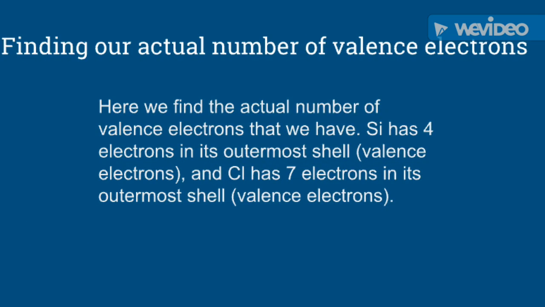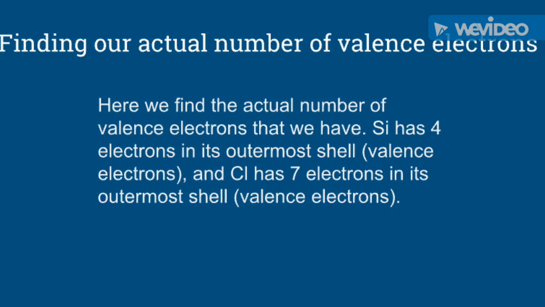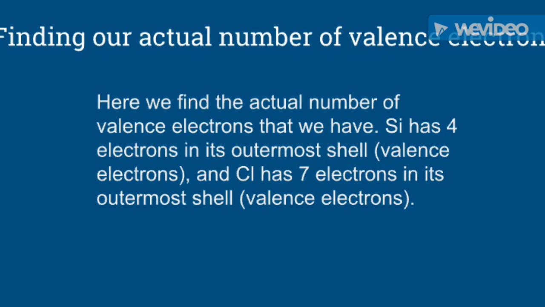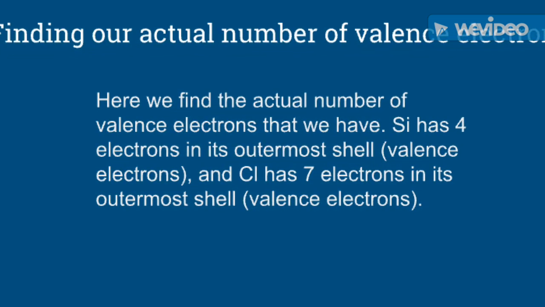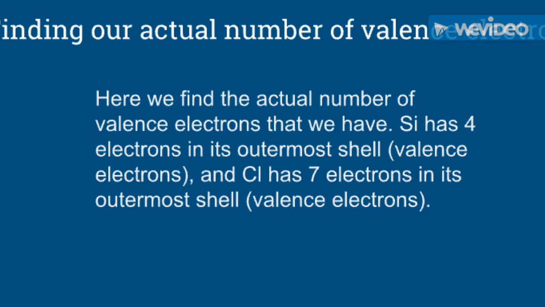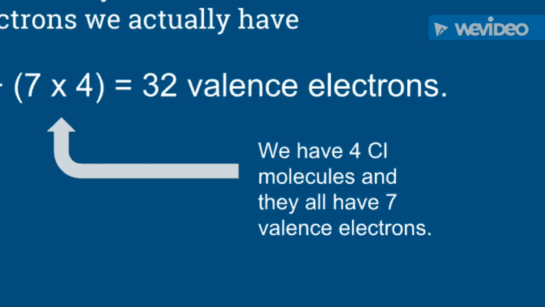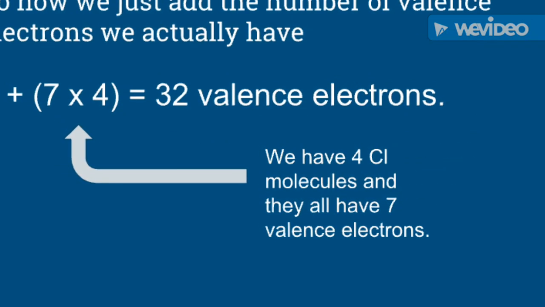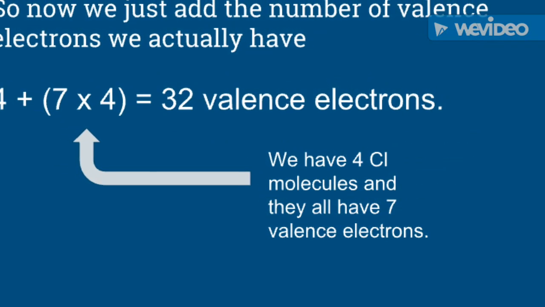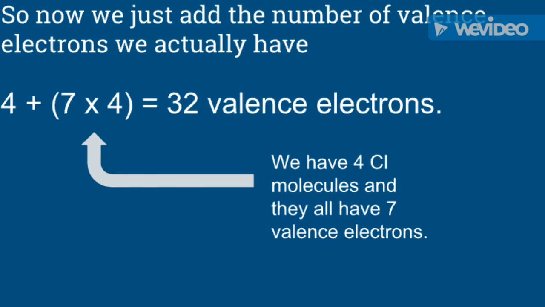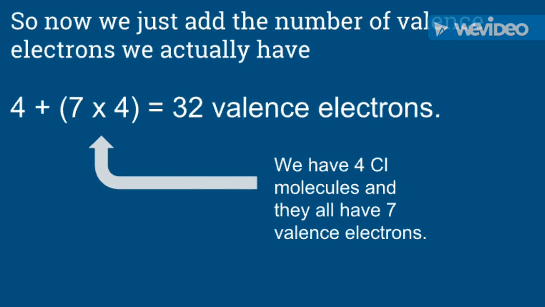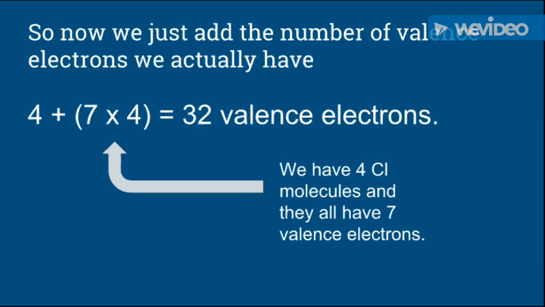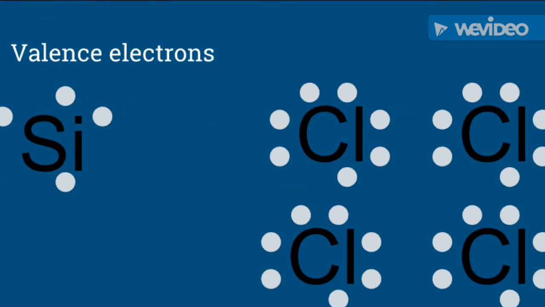Finding our actual number of valence electrons. We find the actual number of valence electrons that we have. Silicon has 4 valence electrons in its outermost shell and chlorine has 7 valence electrons in its outermost shell. So now we just add the number of valence electrons we actually have: 4 plus 7 times 4. We have 4 chlorine atoms, so we're going to multiply 4 times 7 and then add it to 4, which will give us a total of 32 valence electrons.